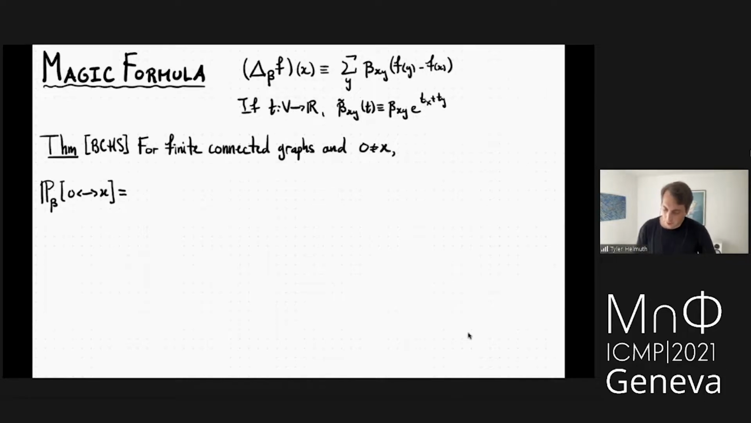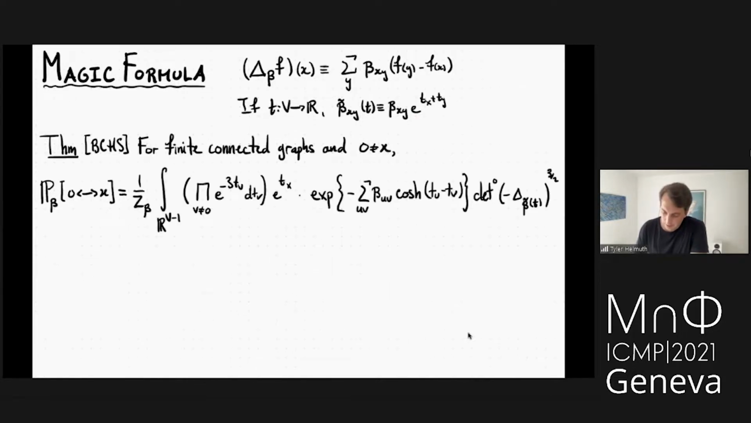So to state the formula, which will be somewhat complicated, I need a Laplacian, a weighted Laplacian on my graph. So it's just some edge weights beta x, y at every edge, and then the Laplacian you'd expect. And I also sort of need a tilted version of those edge weights, where if I have a field taking values in the reals, I tilt beta by exponential t_x plus t_y. Okay, once I do that, you can prove the following formula.